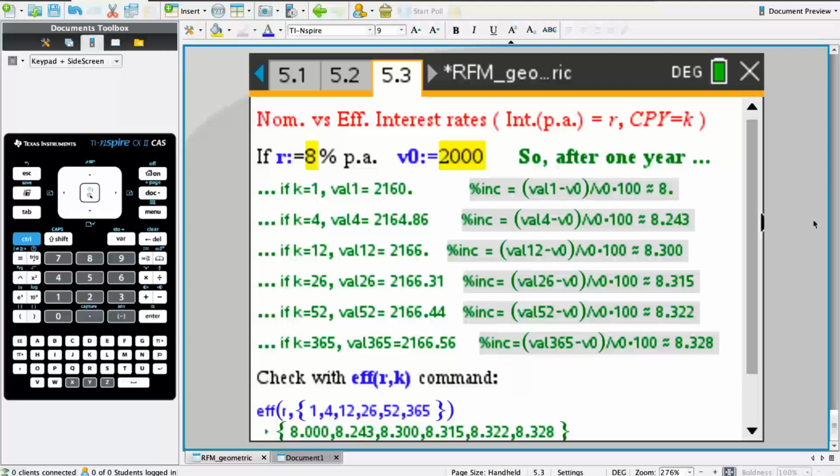However, if you compound more frequently, your money grows. So in these scenarios, it's still 8% per annum, it's still 2,000, but the compounding is happening more frequently. In each of these cases, such as the second one, when K is 4, the percentage change is 8.243. This continues till you get to the last one, where if it was possible, it was compounded daily, and that is effectively an 8.328% increase on the original amount. And so that is where the effective idea comes from.